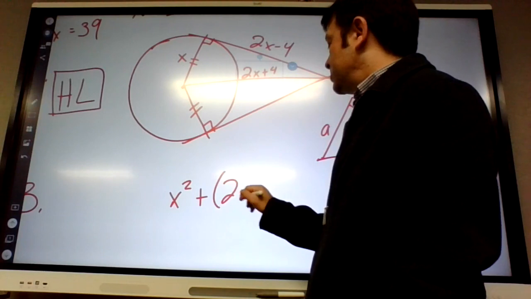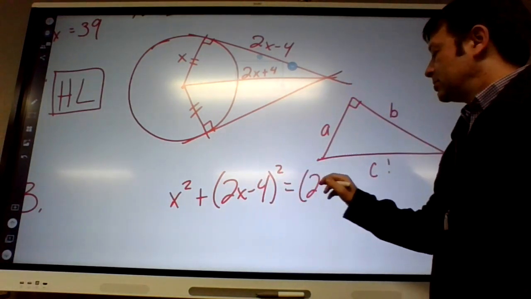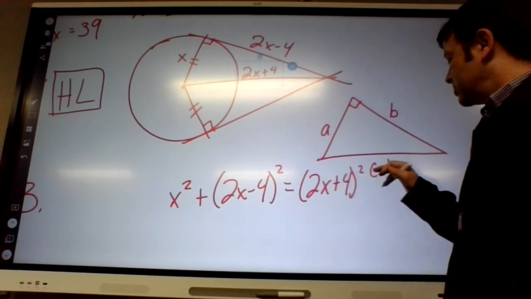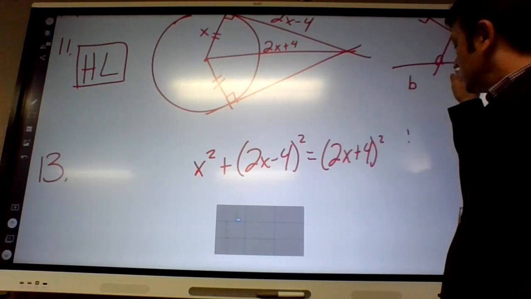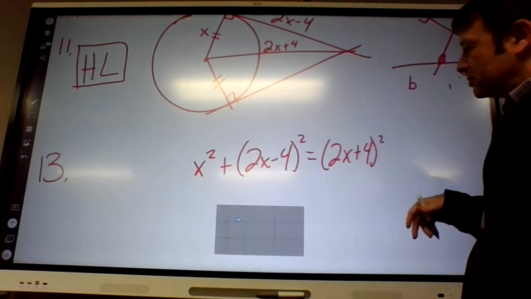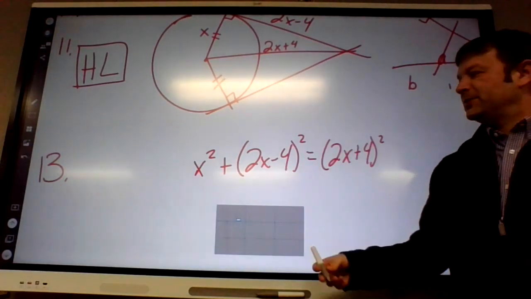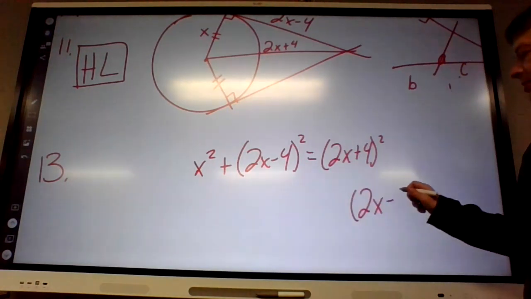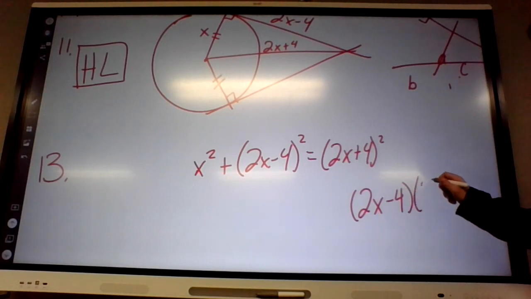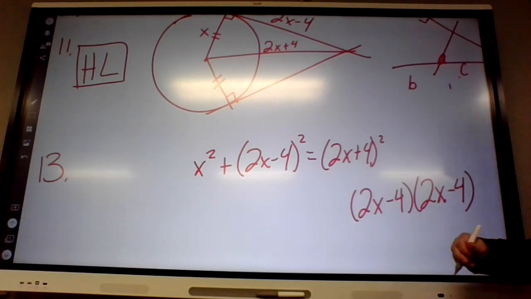X squared plus 2x minus 4 squared equals 2x plus 4 squared. Anyway, how do I do 2x minus 4 squared? You have to do all of it times all of it. It's 2x minus 4 times 2x minus 4. So, what kind of problem is that? It's FOIL.